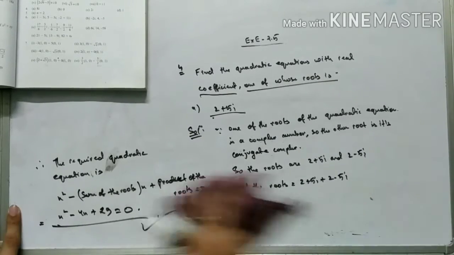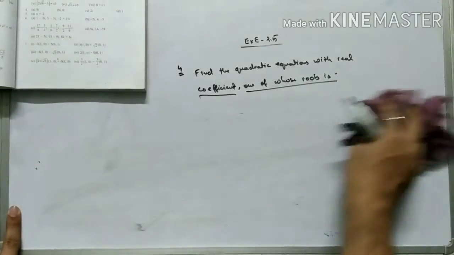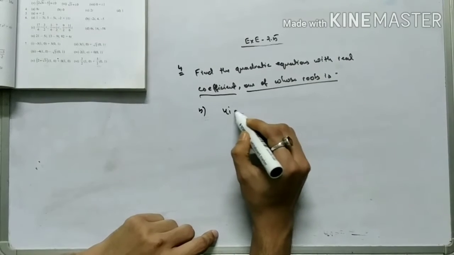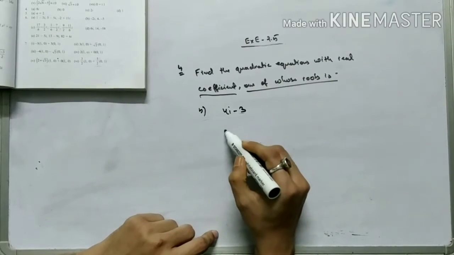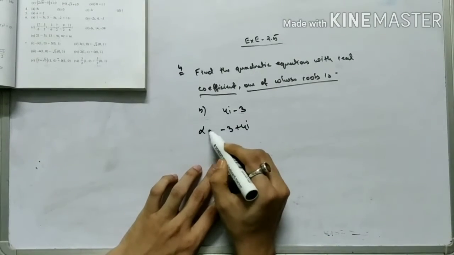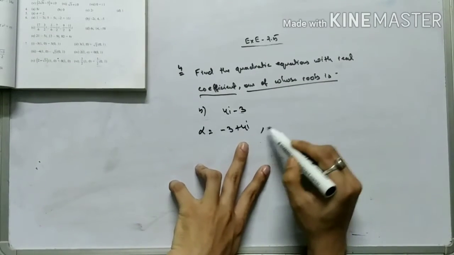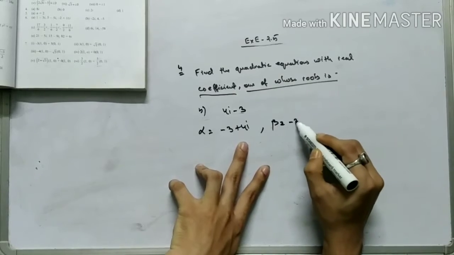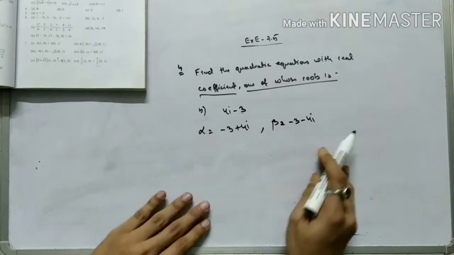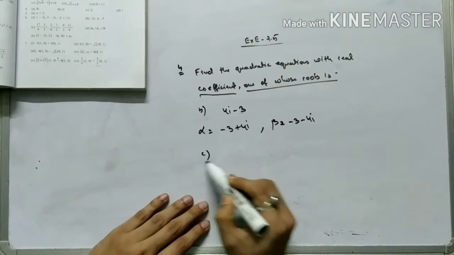Next, you see number B, it is 4i minus 3 there. You consider this as minus 3 plus 4i. So one root is minus 3 plus 4i. So therefore the other root will be minus 3 minus 4i. Understand? This one you do by sum and product, find out, then quadratic equation you find out.